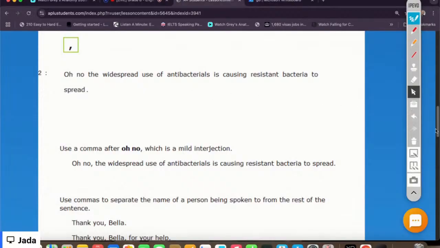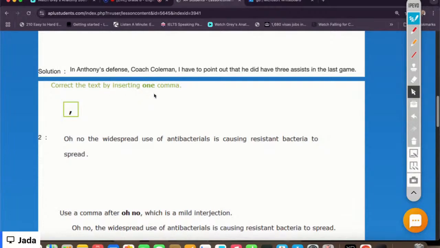So let's look at this. Correct the text by inserting one comma. "Oh no the widespread use of antibacterial is causing resistant bacteria to spread." So we have "oh no," you can see. So we have to put a comma here in between that.